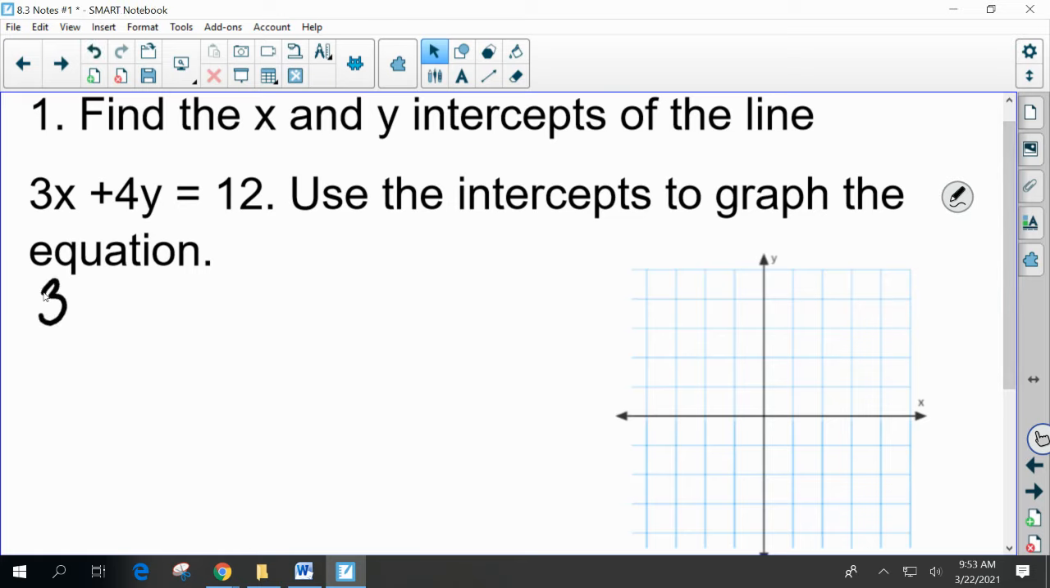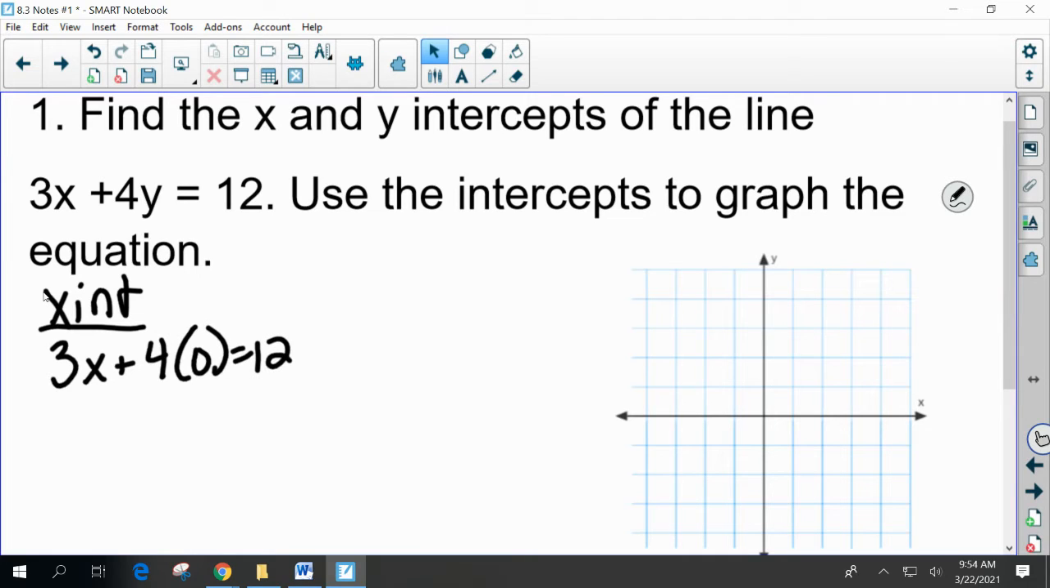I'm going to solve for the x-intercept first, and that's just short for x-intercepts. So I'm going to substitute 0 for y. So 3x plus 4 times 0 equals 12. Whenever you take 0 times anything, you're going to get an answer of what? 0. So that pretty much drops off, and I have 3x equals 12.